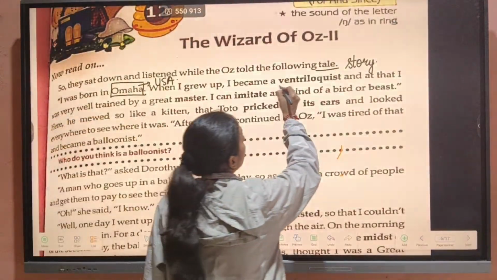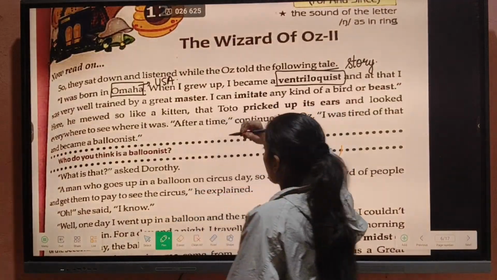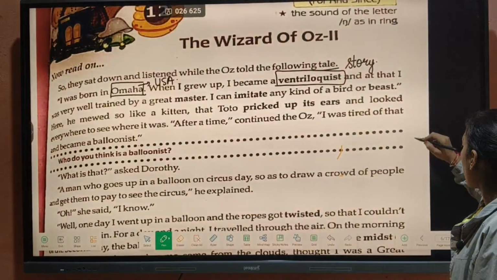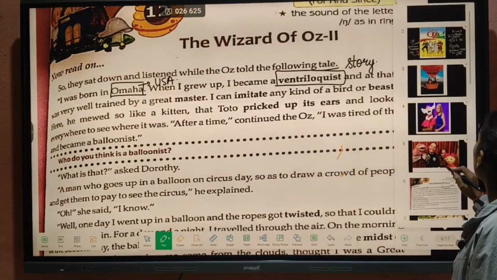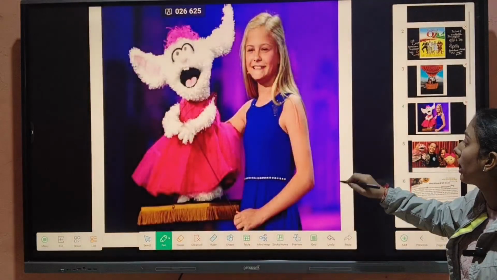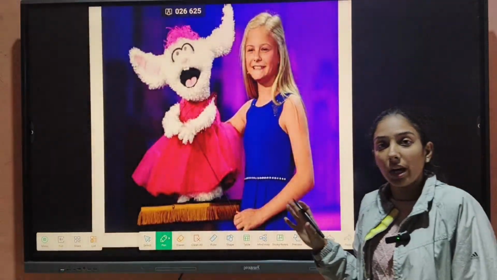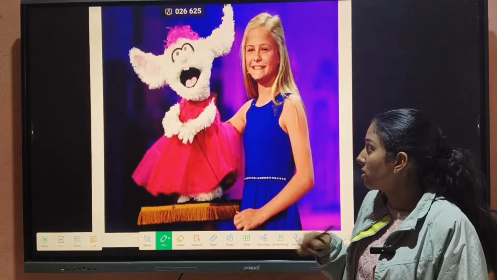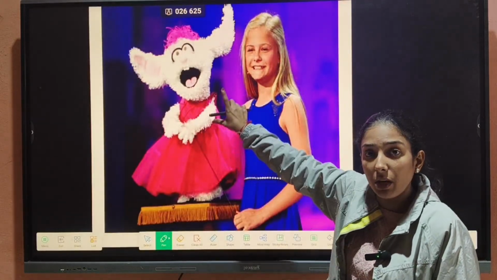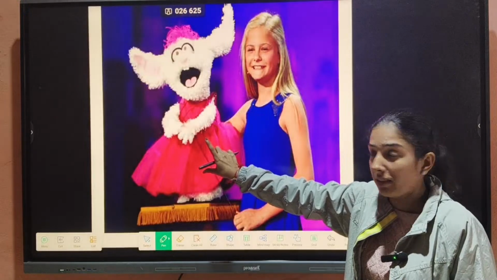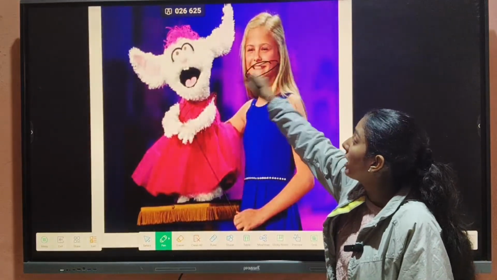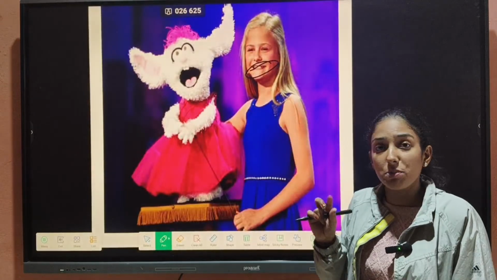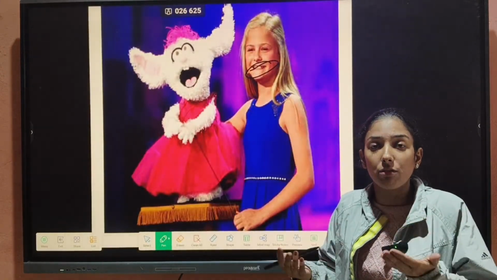He became a ventriloquist. Ventriloquist is a person, beta, who speaks without moving his or her lips. Okay, have you seen such type of people? They come in whenever we are scrolling on YouTube or Instagram, they are having one dummy or puppet in their hand. Okay, they will not move their lips. They are speaking, but they are not moving their lips. Like now I am speaking in front of you.